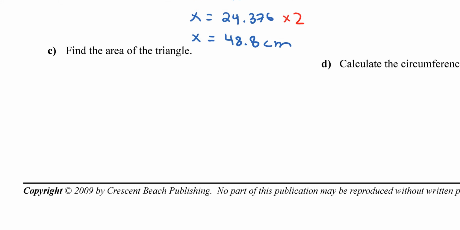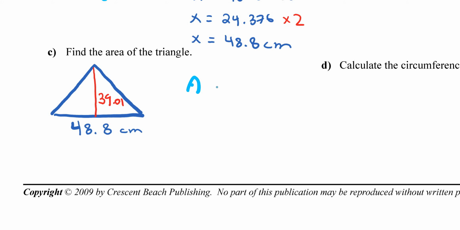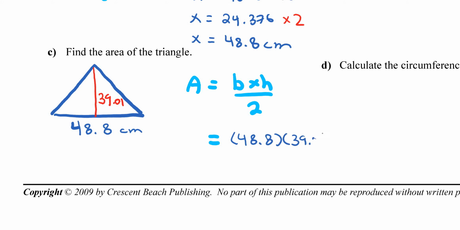Okay, the very last question is find the area of the triangle. So if you're given the triangle here, I know the base is going to be 48.8 centimeters. And I know my height, based on part A, is going to be about 39.01. If I want to find the area, that's your base times your height divided by 2. So my base is going to be 48.8. My height is going to be 39.01. You multiply those together and you divide by 2, and that will give you the area of the triangle.